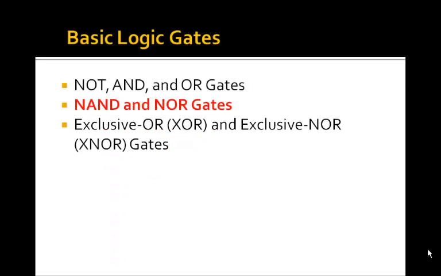Okay, those are the 3 basic gates, NOT, AND, and OR. Turns out that any logic circuit can be made from only those 3 basic gates, NOT, AND, and OR. Let's look at 2 other gates that can be made from NOTs, ANDs, and ORs, that is, NAND and NOR gates.